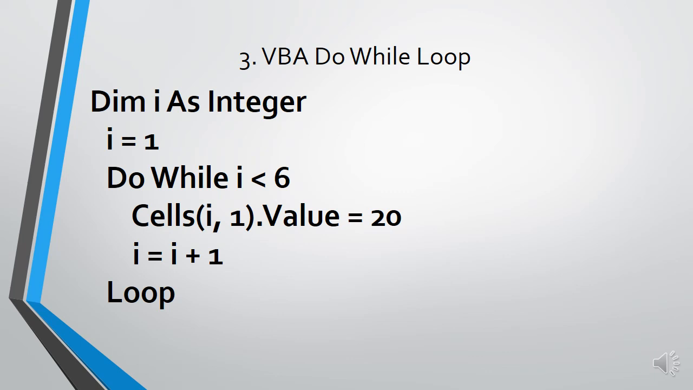The third way to do repetition is the do while loop. You do certain steps while a particular condition is true. In this case, we want to have the cells to have a value of 20 as long as they are less than 6. We haven't reached row 6. And at each and every iteration, we increase to move to the next row. We put in 20, move on to the next row, we put in 20 until we get to row 5. Once we get to row 6, the condition is now false. Hence, we exit the loop.